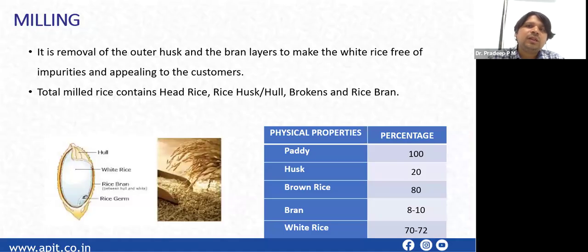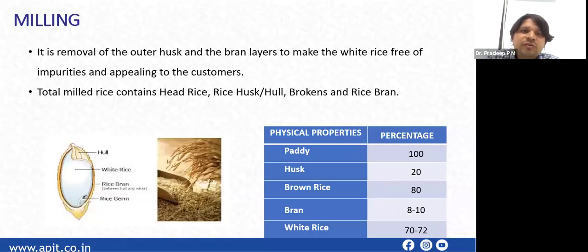After this storage, the next aspect in the processing is milling. Milling, as I told, is the removal of the outer layers of the paddy. The paddy contains multiple layers. The outermost inedible layer is the husk, which is around 20%. Then inside the husk is the bran layer, a very important layer which has the maximum nutritional value.